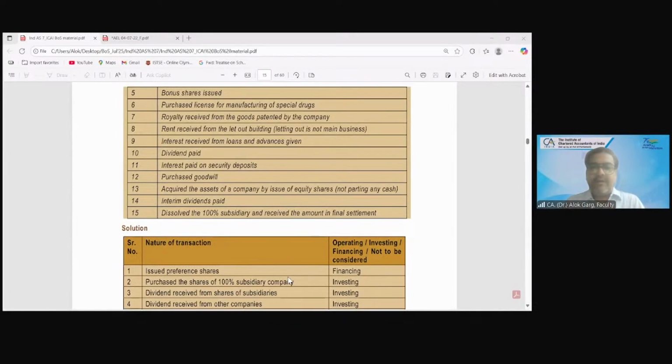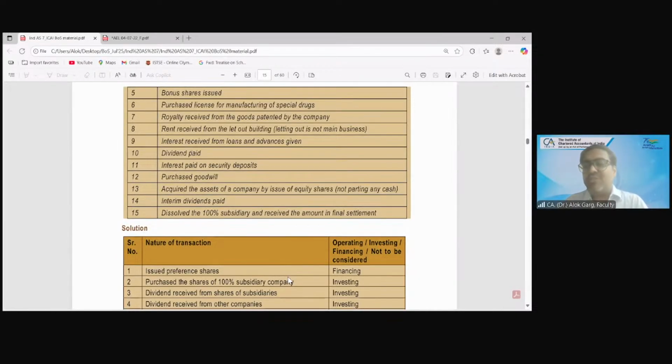Point number 10. Dividend paid. It's a financing activity. If it is a bank, it will still be financing only, because their main business is not trading shares. It doesn't matter whether it is a bank or non-bank, dividend is always paid on their own equity shares, so if both have raised equity share capital, it will always be a financing activity.